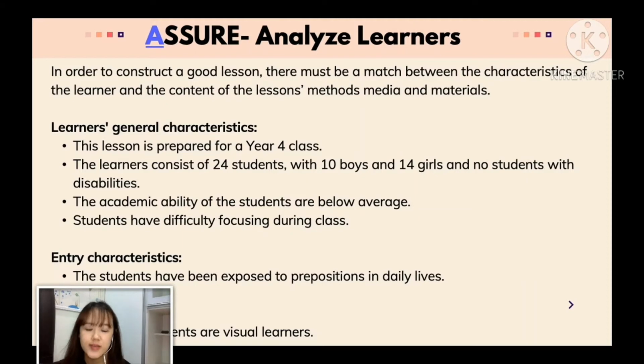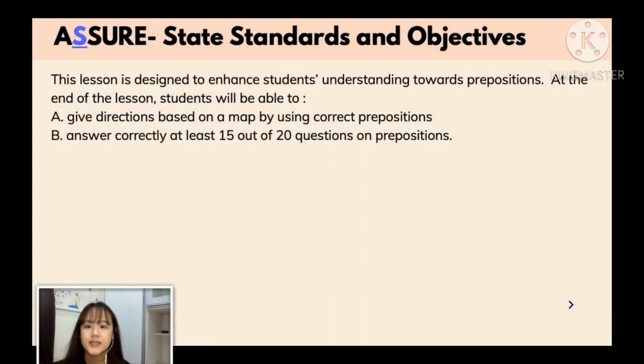The next stage of the Assure model is stating the standards and objectives of the lesson. This lesson is designed to enhance students' understanding towards prepositions. So for this lesson, the objectives are, at the end of the lesson, students will be able to give directions based on a map by using correct prepositions and answer correctly at least 15 out of 20 questions on prepositions on a question paper given by a teacher.